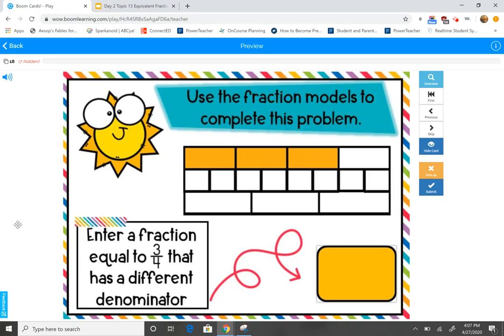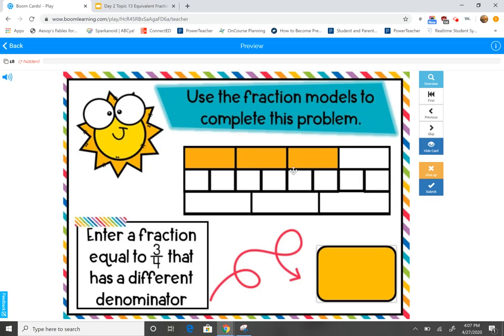When you sign into Boom cards, sign in with your Google account. There won't be a separate sign-in username or password. Sign in with Google. So when you're in here, it says enter a fraction equal to 3/4. So this is an example that I'm showing you. There are 3/4, 1, 2, 3 out of the 4 parts shaded. Now they want to know the equivalent fraction.